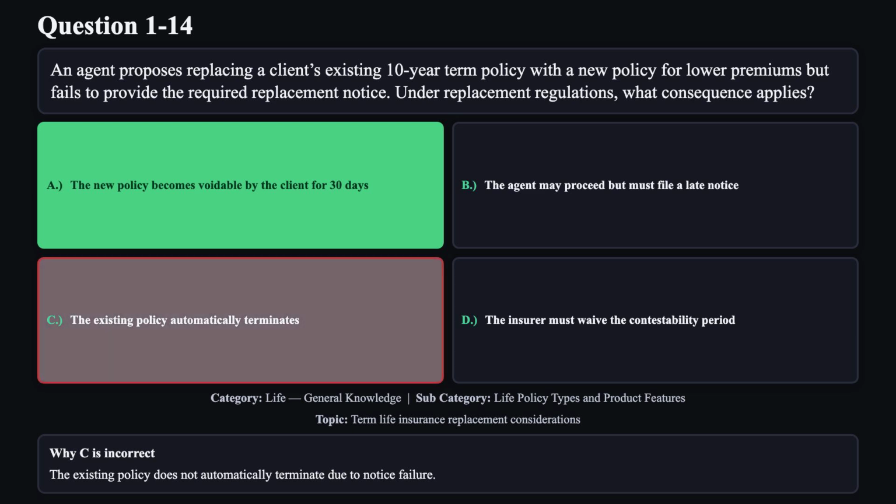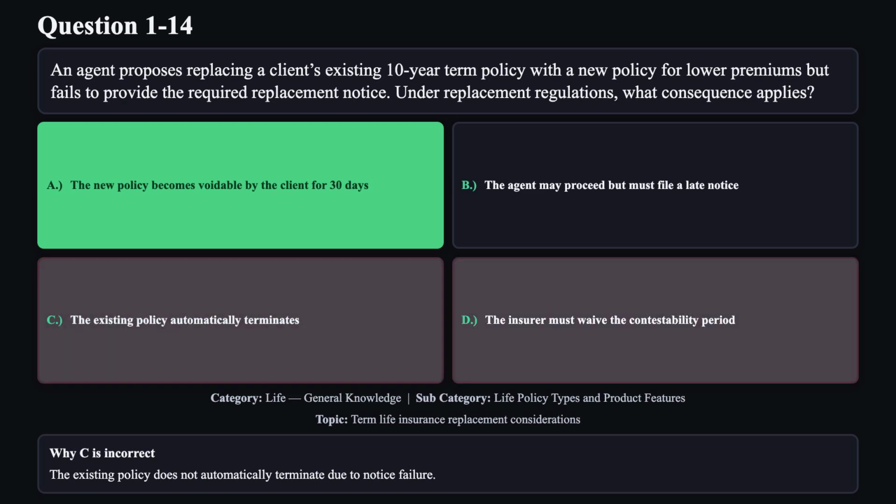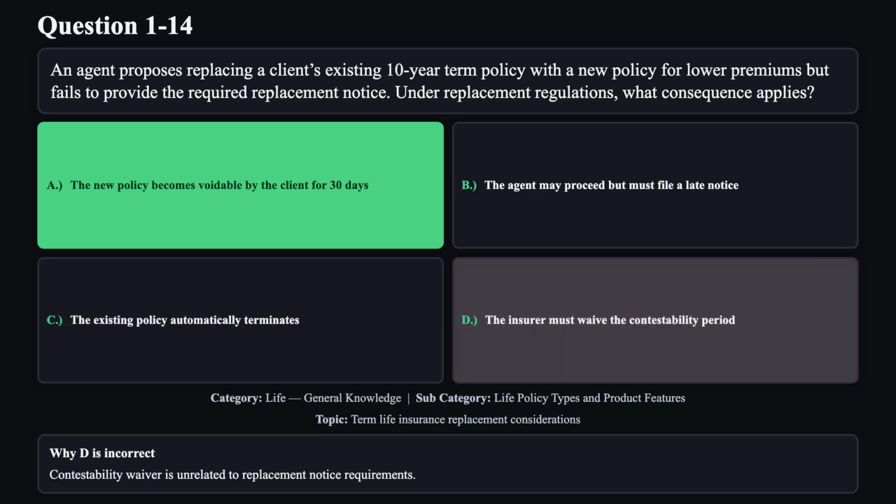Reason C is not correct. The existing policy does not automatically terminate due to notice failure. Reason D is not correct. Contestability waiver is unrelated to replacement notice requirements.